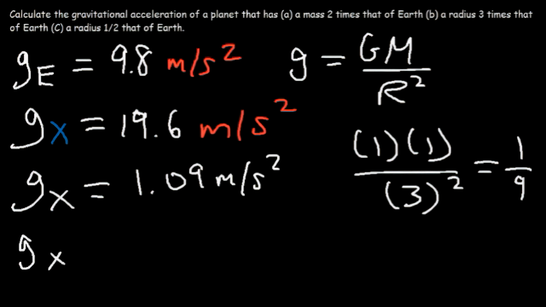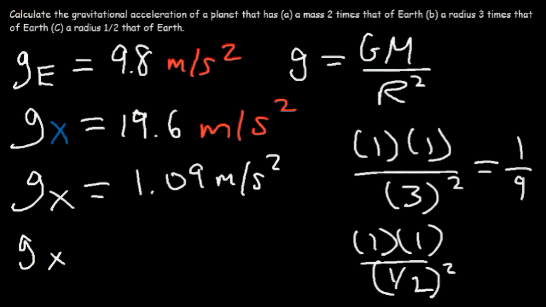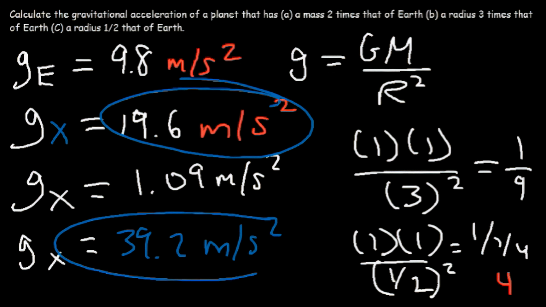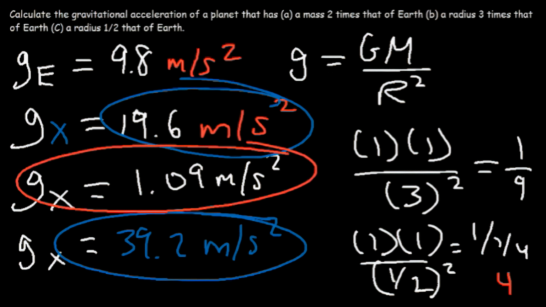Now what if we reduce the distance or the radius of this planet by half? So if we plug in 1/2 into the equation, it's 1 over 1/4, which is equal to 4. So it's going to be 4 times as great. So it's going to be 9.8 times 4, and the gravitational acceleration will be 39.2 meters per second squared. So as you can see, if you increase the mass, the gravitational acceleration will increase. If you decrease the radius, it will increase as well. But if you increase the radius of the planet, the gravitational acceleration will decrease.